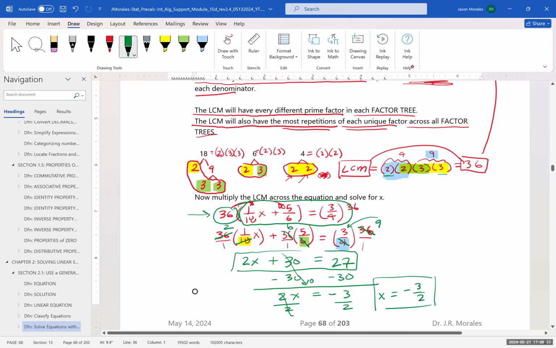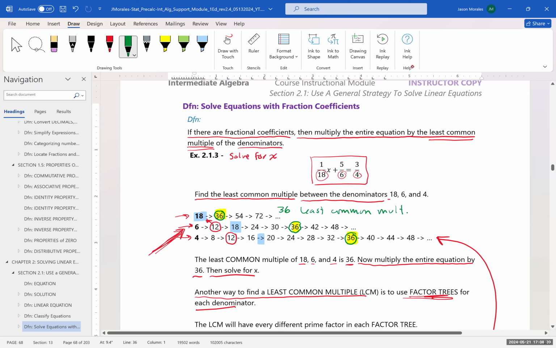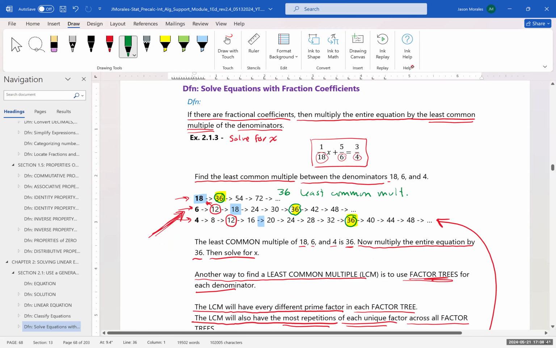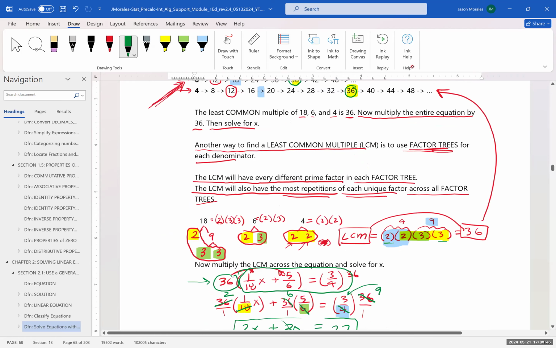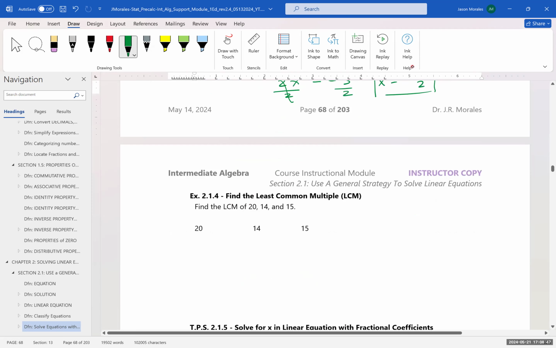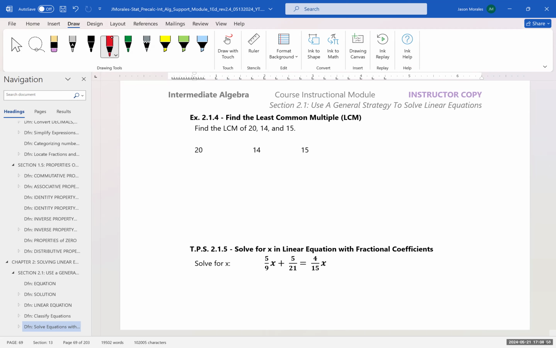So this is an example of how we can solve equations with fractional coefficients. We can just multiply the whole equation by the least common multiple. In this example, I'm going to give another example of how to find the least common multiple, and I think you'll see the advantage of this new method I'm showing you as far as finding the least common multiples.